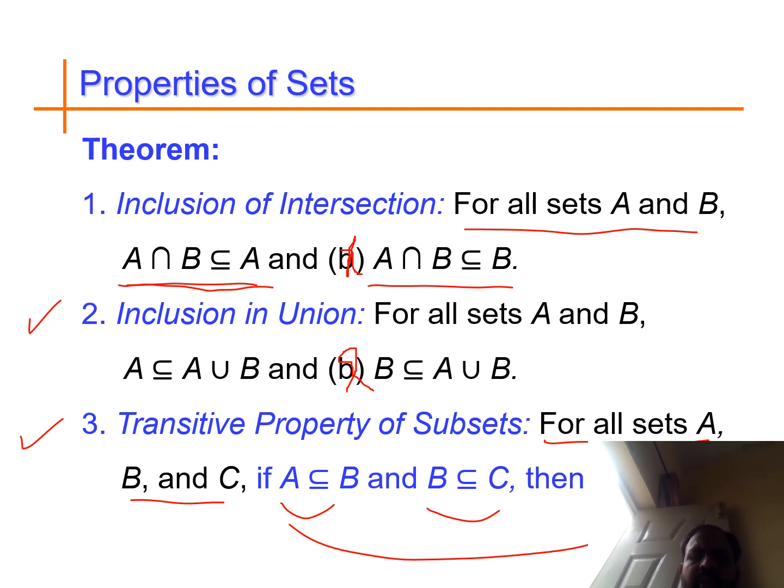Transitive property of subsets: for all sets A, B, and C, if A is a subset of B and B is a subset of C, then you can say that A is a subset of C. So this is the transitive property of subsets.